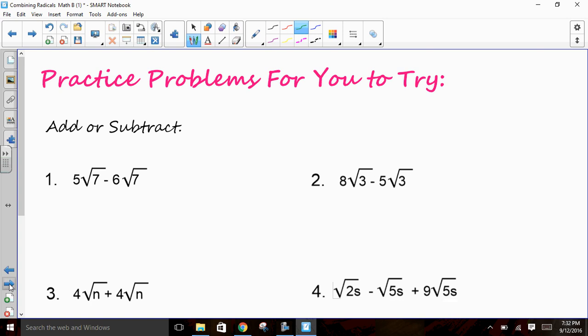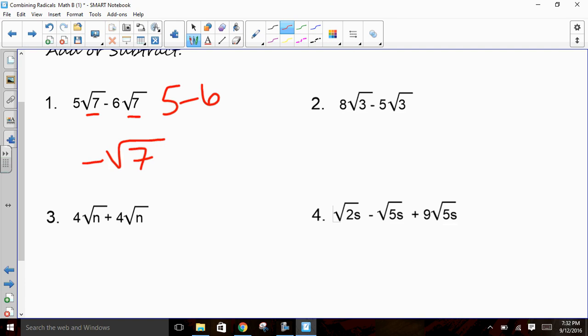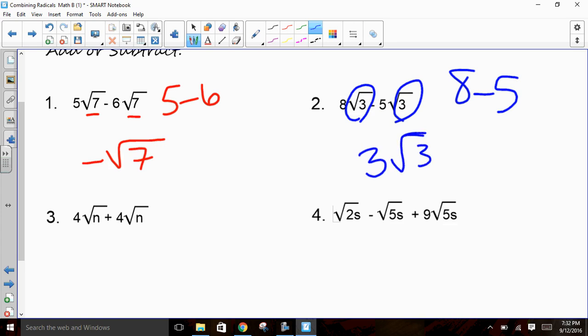Okay, let's do some practice problems. Square root 7, square root 7. So we take 5 minus 6. 5 minus 6 is negative 1, so I have negative square root 7, or negative 1 square root 7. Square root 3, square root 3. So I have 8 minus 5, which gives me 3. So then I have 3 root 3.